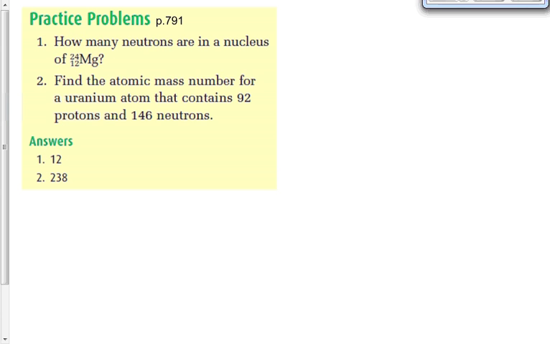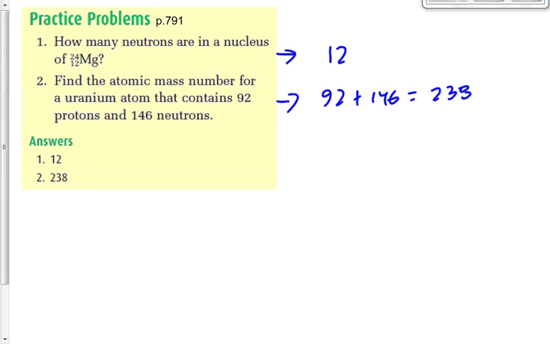Okay, let's take a quick look at number one. How many neutrons in magnesium 24? 24 minus 12 is 12. Good. The mass number for a uranium atom that contains 92 protons and 146 neutrons. Mass number is 92 plus 146, which we can see there gives me 238.